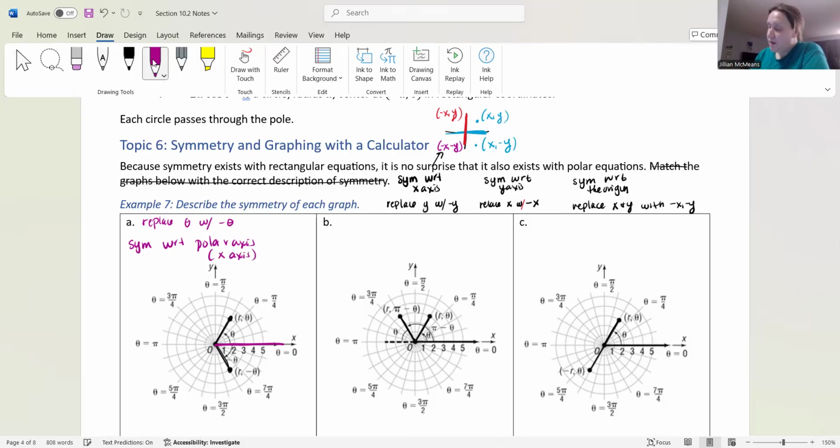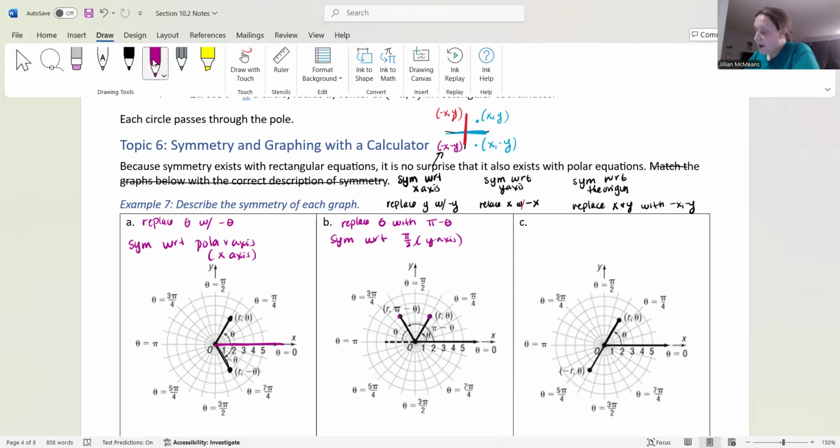All right. Now, this is kind of the weirdest one to check, but you have some point r, theta, and we're saying, if we have the point r, comma, pi minus theta, then we have symmetry with respect to theta equals pi over 2, okay? So you can basically replace theta with pi minus theta, and if you get the same thing back, then you've got symmetry with respect to pi over 2, or you could say the y-axis, okay?